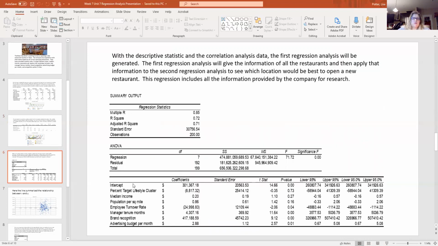With the descriptive statistics and the correlation analysis data, the first regression analysis will be generated. The first regression analysis will give the information of all the restaurants and then apply that information to the second regression analysis to see what location would be best to open a new restaurant. This regression includes all the information provided by the company for research.